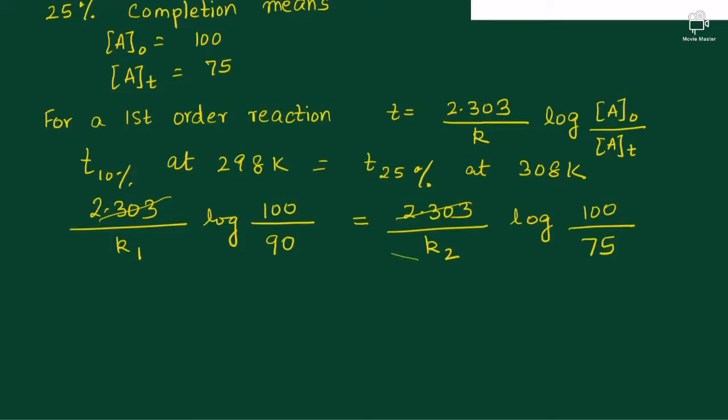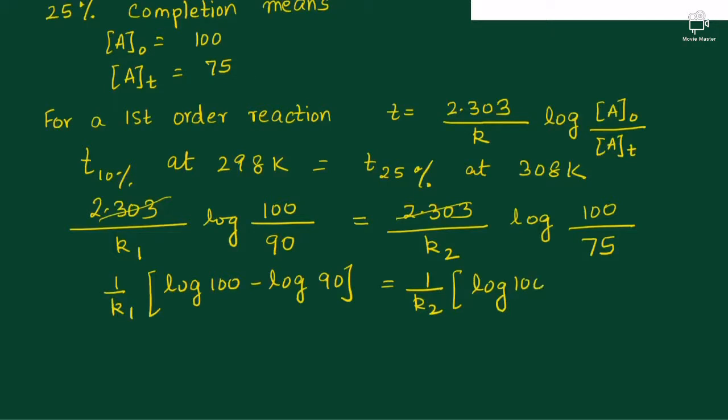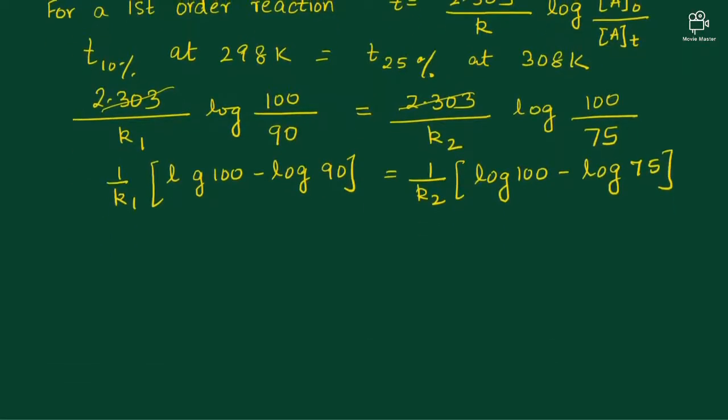To make my calculation simpler, I had carried K2 to the left hand side, which we can avoid at this point of time. So what I'm going to do is simply solve the log values first. This gives me log 100 minus log 90 is equal to 1 by K2 into log of 100 minus log of 75. Now log of 100, again correlated to your knowledge of exponents.